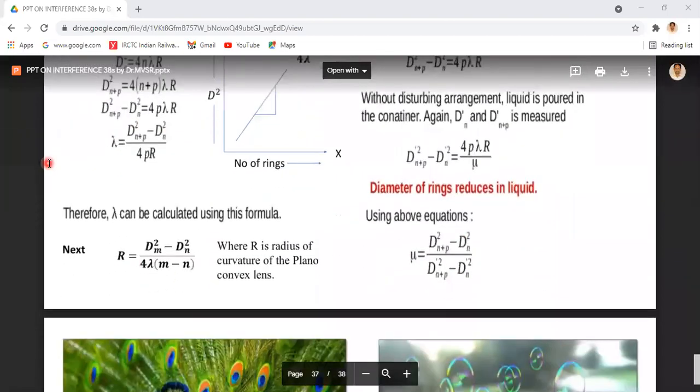Next, R is equal to, as we have already learned, D squared m minus D squared n divided by 4 lambda into (m minus n). We use this in the lab.